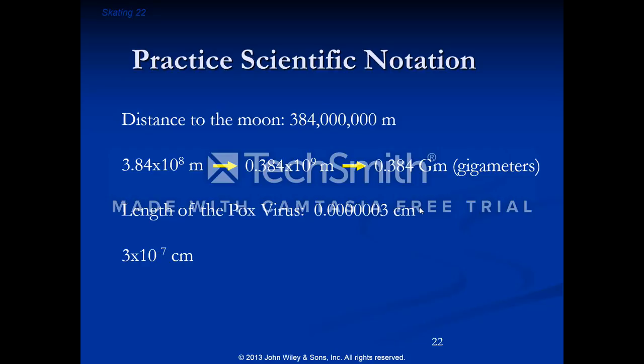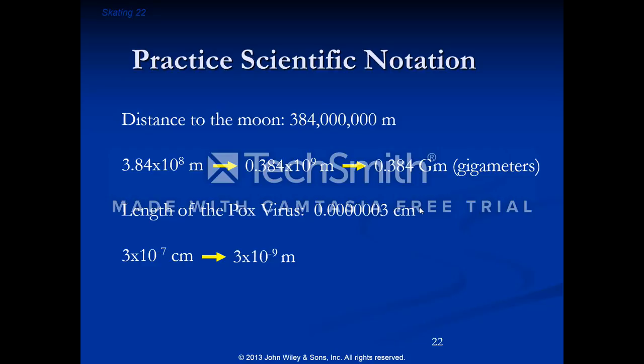So to go from centimeters to meters, again, it's 10 to the negative second is centimeters, so we have to combine that with 10 to the negative 7th that we have here, and so 3 times 10 to the negative 7th centimeters is the same as 3 times 10 to the negative 9th meters.